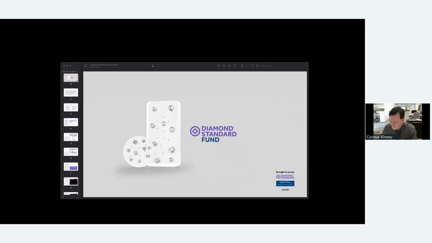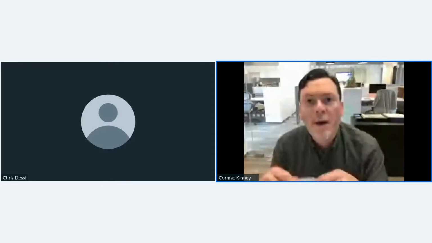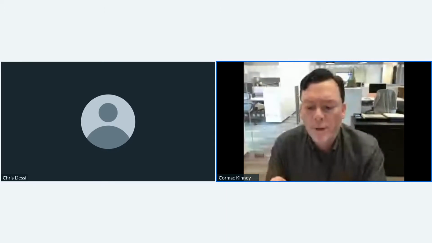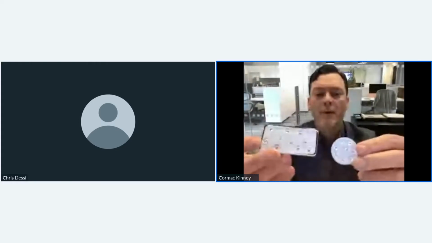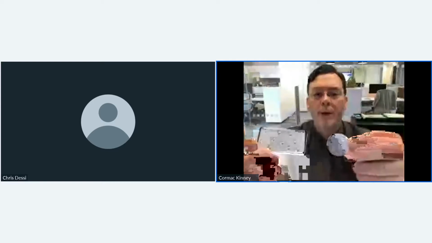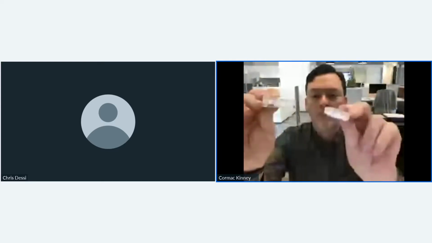So first of all, let me just start from the very beginning. In fact, I'm going to stop sharing the slide for a second. The foundation of everything that we're doing is based on these. These are the Diamond Standard commodities. We have a coin and a bar, and if you look closely, you'll see that there's diamonds in there.